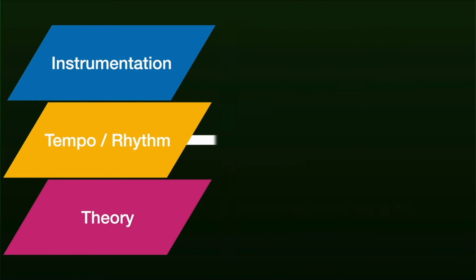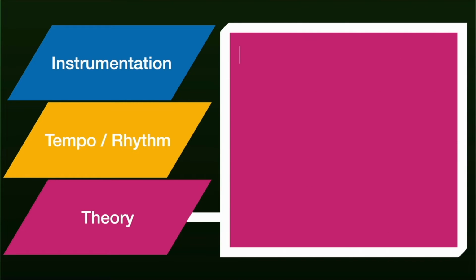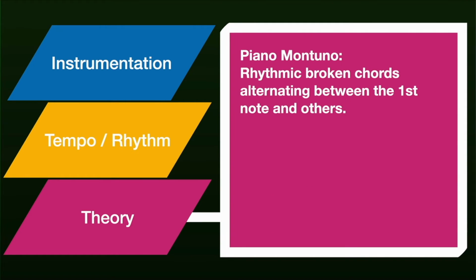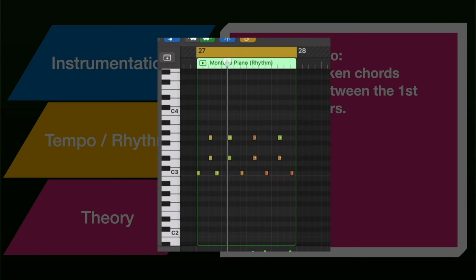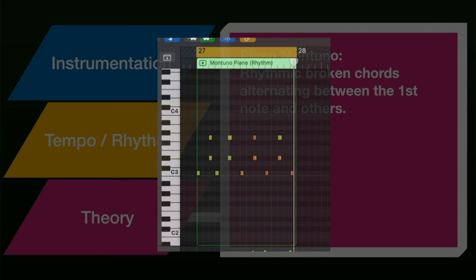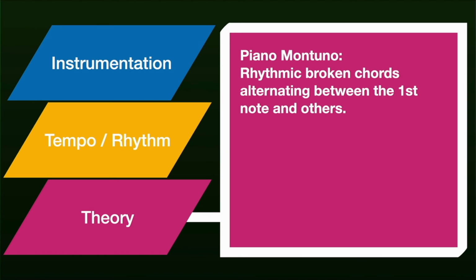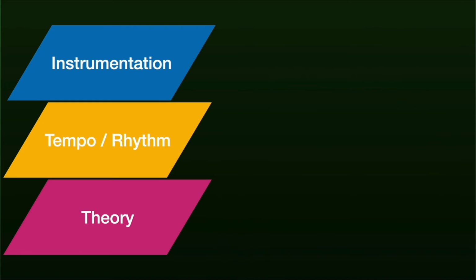Latin music is very diverse and complex, but to give an example of how you might create a typical Latin piano part, we can turn to the piano montuno style. Essentially, piano montuno breaks up the chords between the first and the rest of the chord and plays them in an alternating rhythmic pattern. This can be played across a typical chord progression, and we'll see how to construct a piano montuno part in a moment.